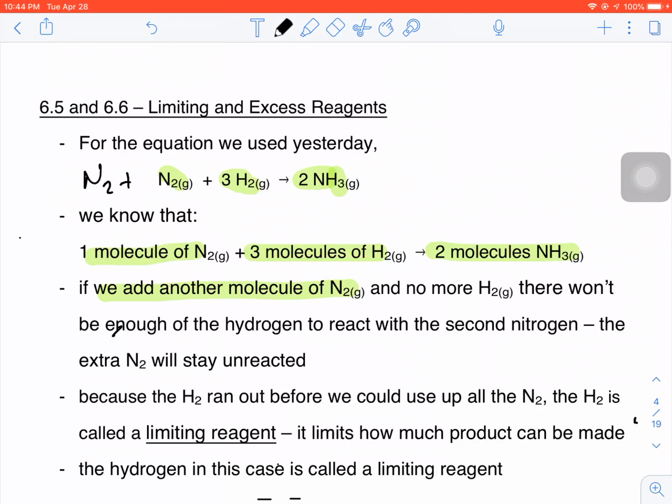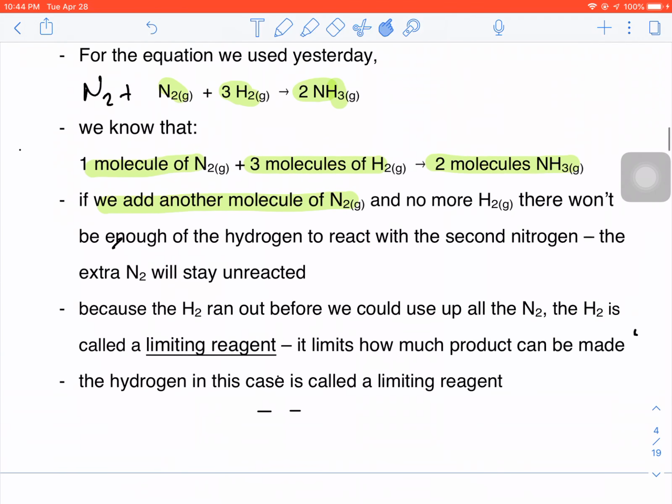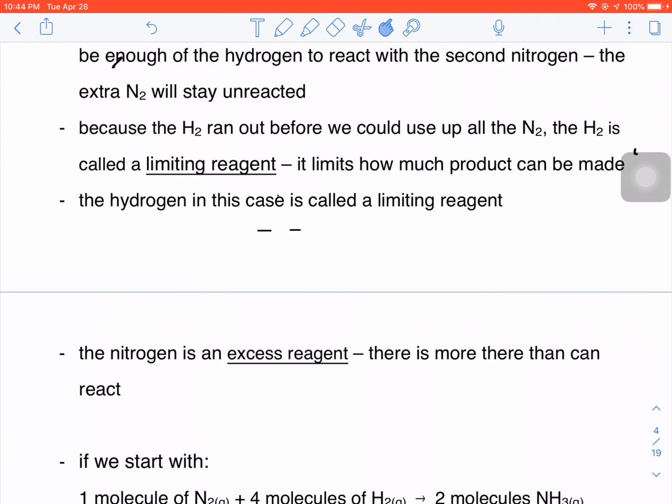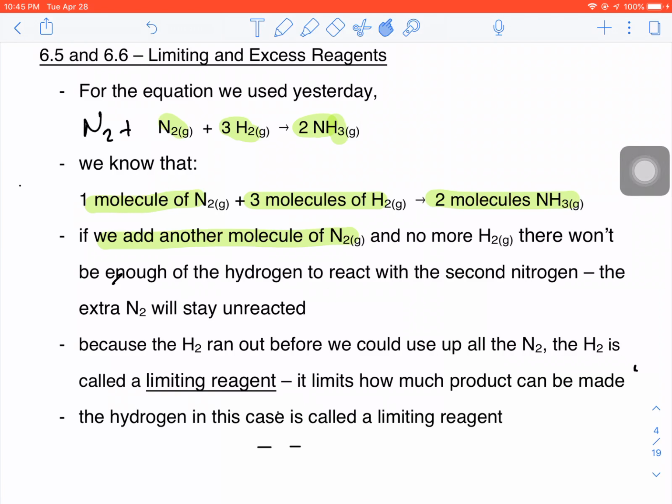So the nitrogen here, if I add the extra nitrogen, the nitrogen is now an excess reagent, which means there's more than I need. And what that means is there will be some left over at the end. What about the hydrogen? The hydrogen here, well, I had 3 there. I had 3 of them here, and they all reacted, and they're all gone now.